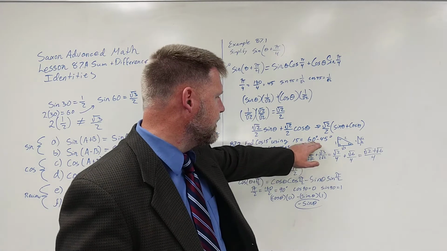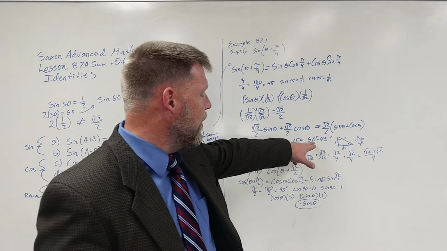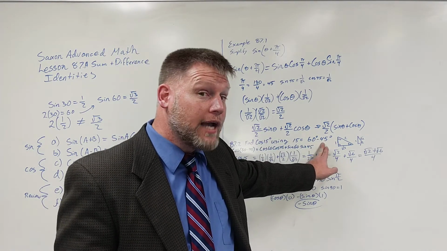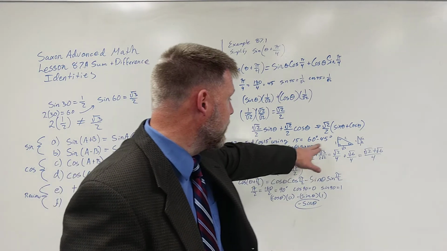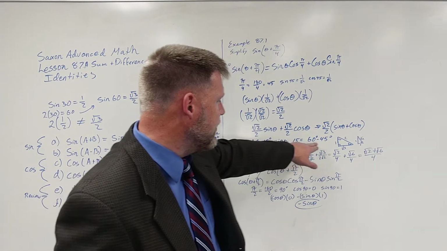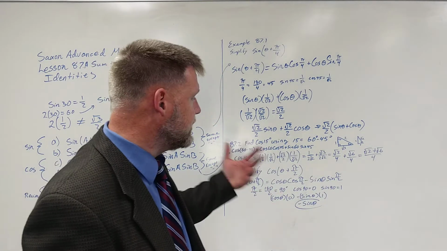I can rewrite it as 60 minus 45. Notice that 60 minus 45 is still 15. I know how to get 60 and I know how to get 45. I could do the same thing by saying 30 plus 15, but I don't know the 15. Right? So these are ones that I already know, and that's why we're using 60 and 45.